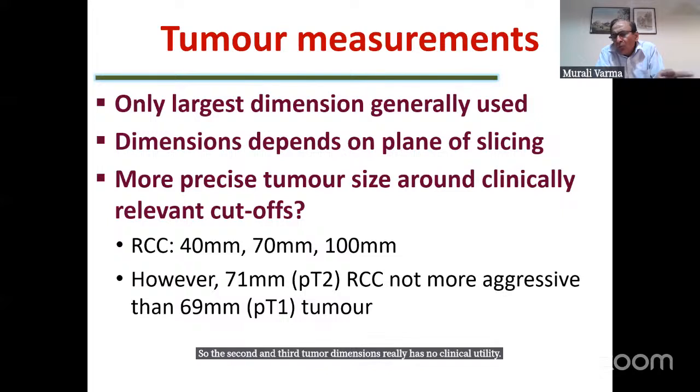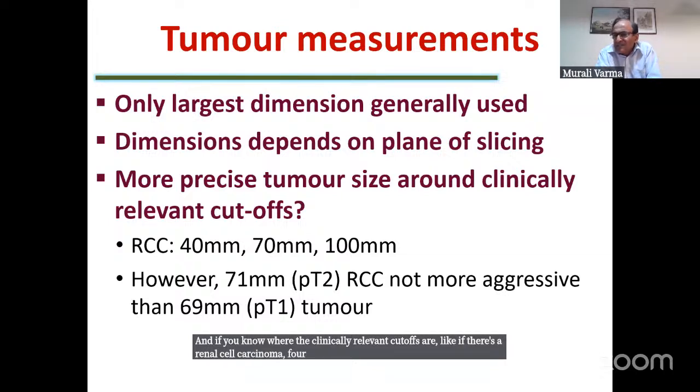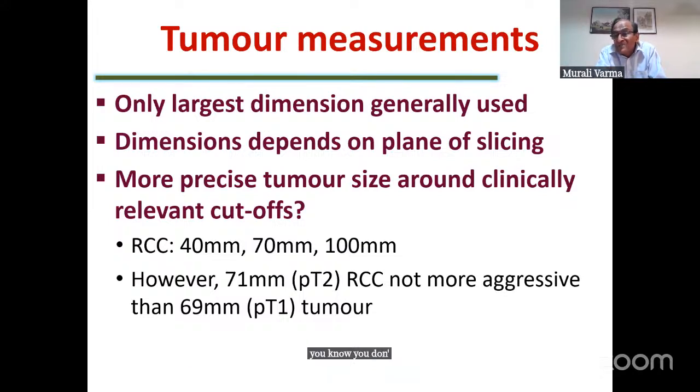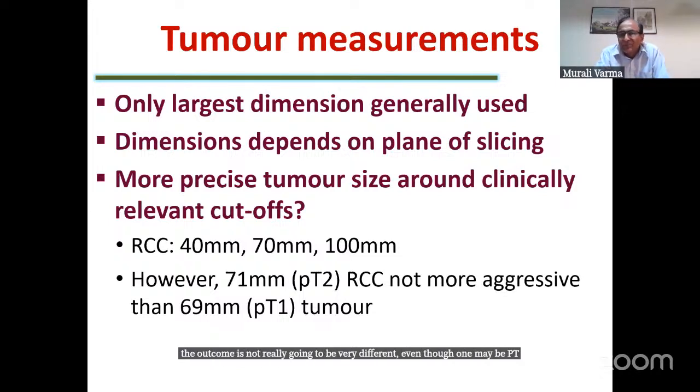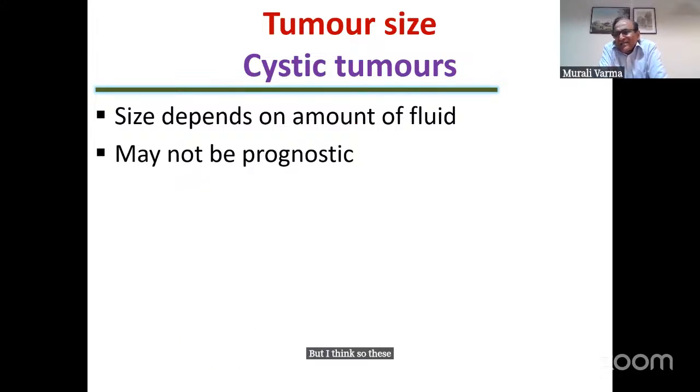And if you know where the clinically relevant cutoffs are, like if it's a renal cell carcinoma, 4 centimeter, 7 centimeter, 10 centimeter, you may want to be more correct near that area. Otherwise, you don't have to be wonderfully precise. But even there, with a 69 millimeter tumor and a 71 millimeter tumor, the outcome is not really going to be very different, even though one may be pT1 and the other may be pT2. But I think these are kind of academic, maybe pedantic points.